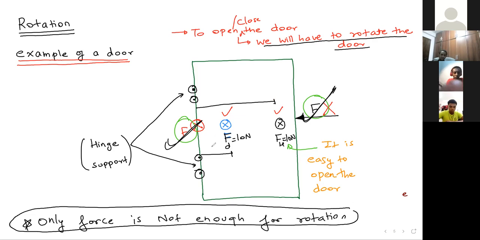I hope this clearly makes sense to you. Understood this? Quickly write it. Yeah, actually, I did write that. Okay. So next, let me take one more example. The other example would be, let's take this is your floor, a horizontal floor, right?